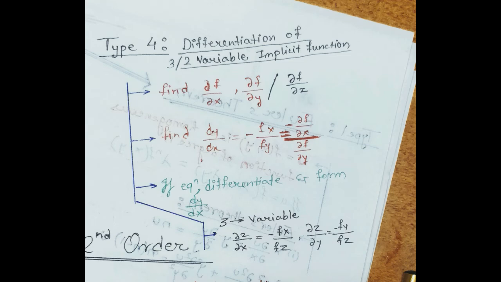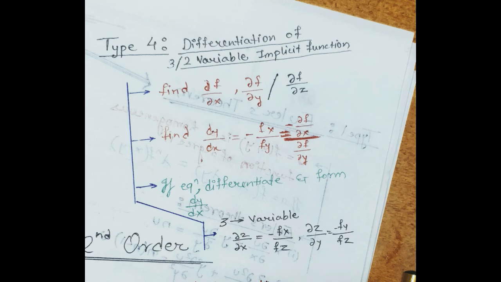And after that, if it is further differentiable, then we will form the dy by dx form, and we will get our answer for two variables. Similarly, for three variables, dou z upon dou x should be equal to minus fx upon fz, and dou z upon dou y should be equal to minus fy upon fz. By doing this, we can simplify our implicit function and get the differentiable value of this implicit function.